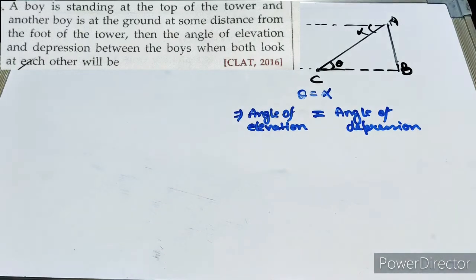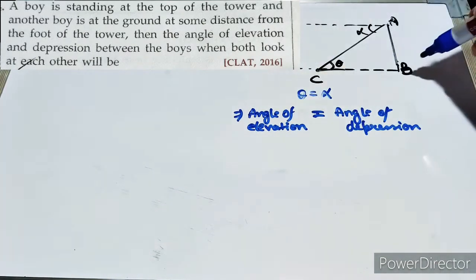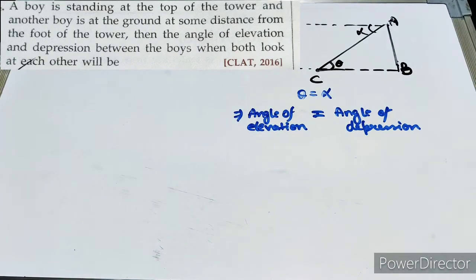So this is a very basic question, but just a property is used, that the alternate angles are equal in case the lines are parallel. Okay, so keep this in mind because this will be used in the upcoming question. This was a very basic question, but still.